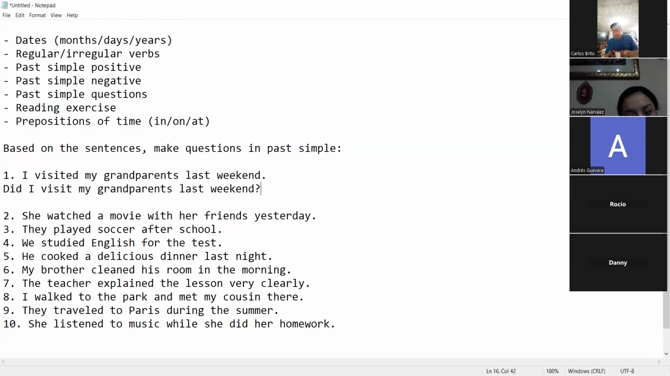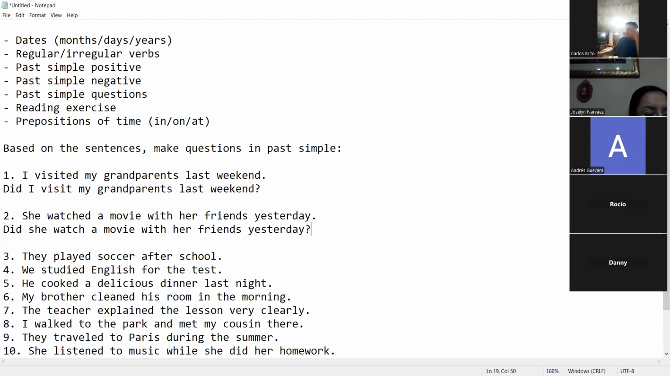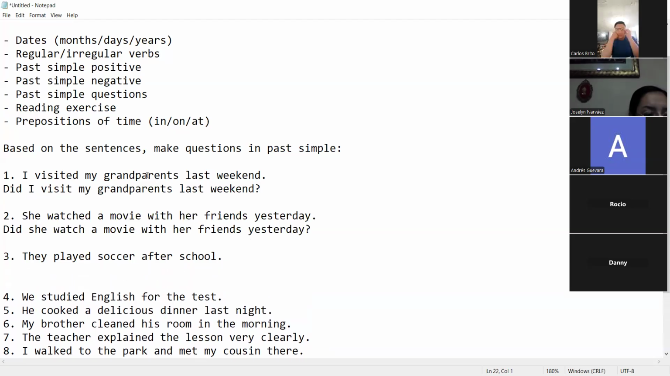grandparents last weekend? For example, this one, Danny says, she watched a movie with her friends yesterday. What should I do if I want to make this a question? Did she watch a movie with her friends yesterday? We're good. Very easy, right? Nicole, it says, they played soccer after school.